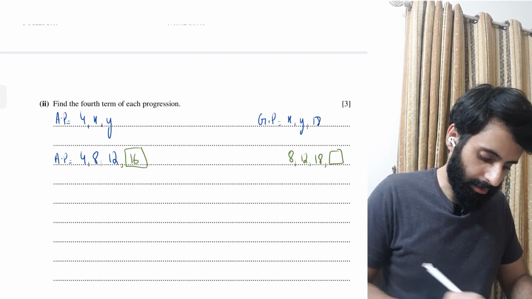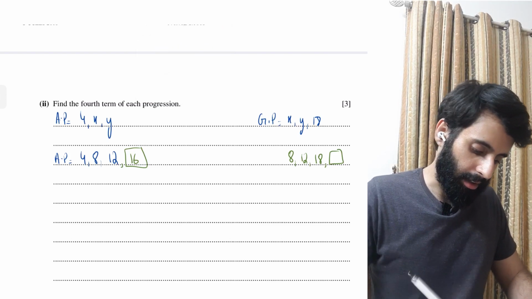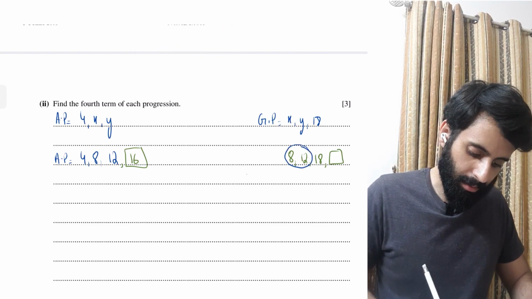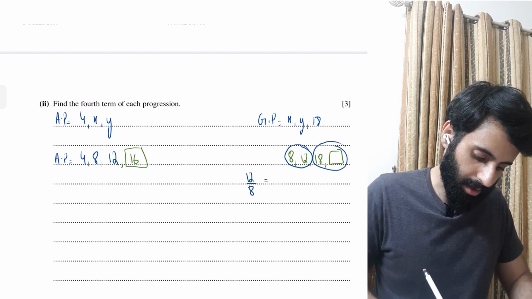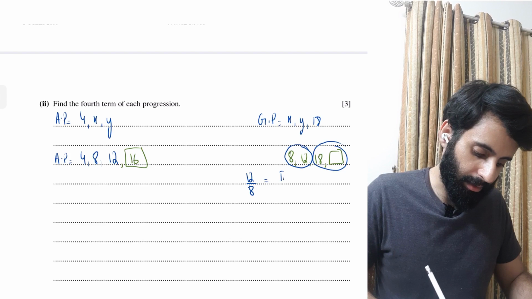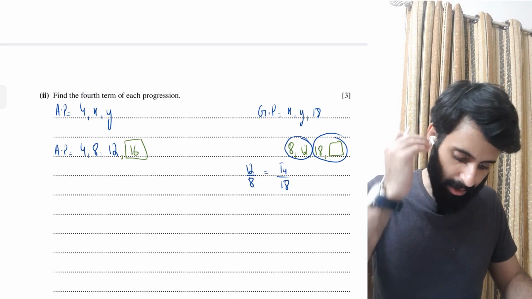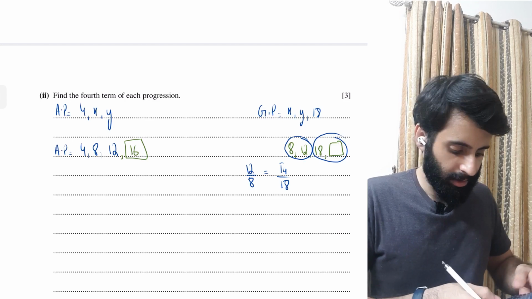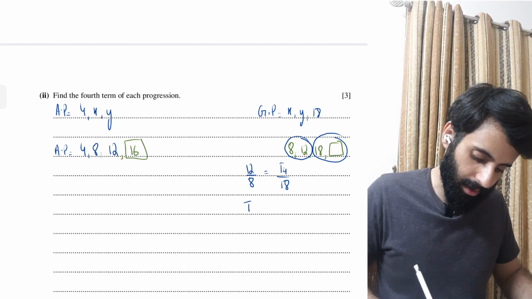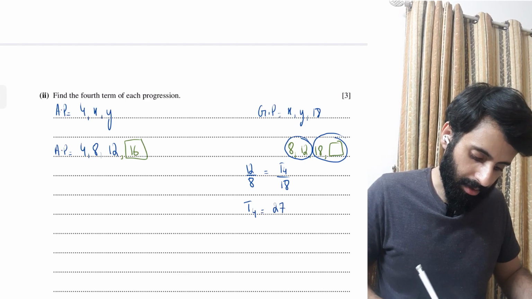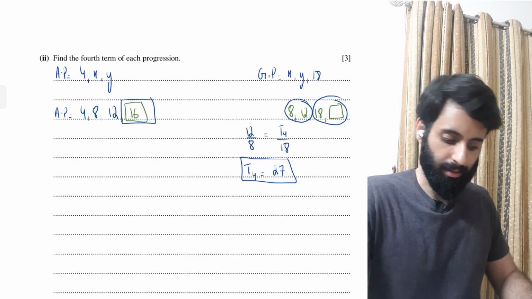So if you're looking for the fourth term, you need to find out what the common ratio is, or you can simply do it like this: the ratio of these two terms, which is 12 upon 18, should be equal to the ratio of the next two terms, which is basically, let's just call it T4, upon 18. So now let's cross multiply. So we're looking at 12 times 18 divided by 8. So that means the fourth term is equal to 27. And there you go. That's the final and the correct answer.